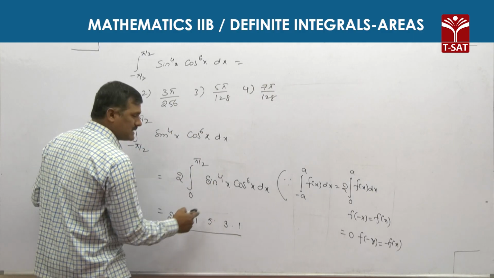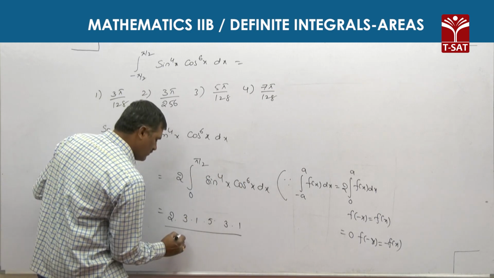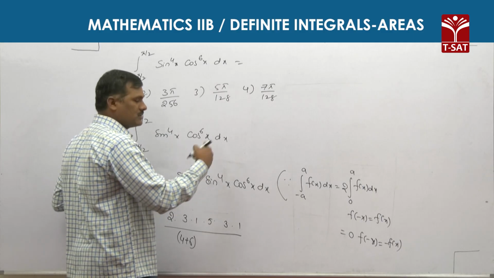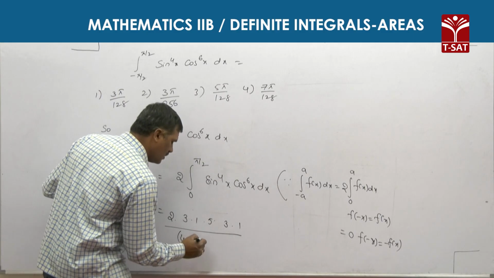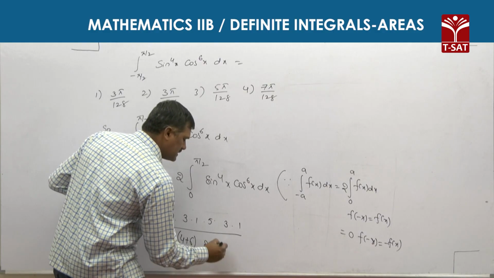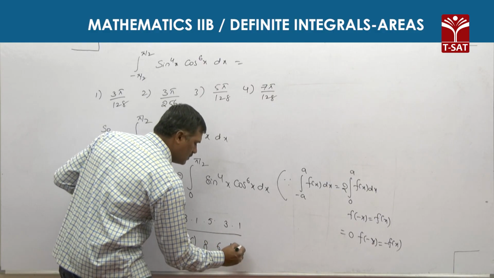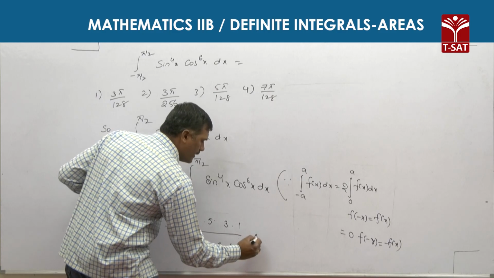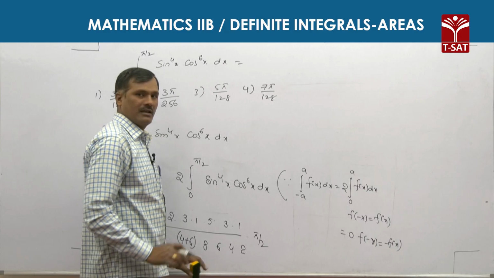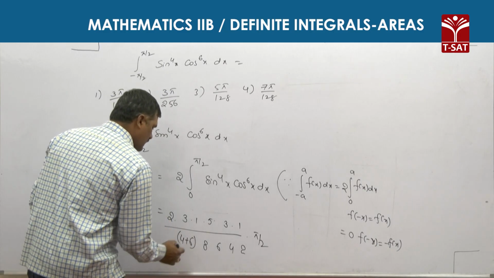denominator begin with m plus n, 4 plus 6, m plus n, into m plus n reduced with 2 terms, m plus n minus 2, 8, next 8 minus 2, 6, 6 minus 2, 4, 4 minus 2, 2, into pi by 2. Because of multiplying with pi by 2, as m and n are even.